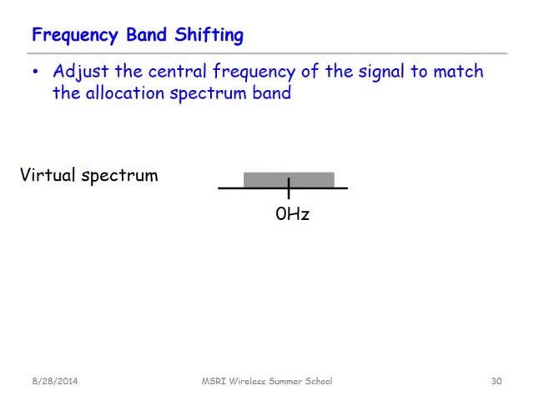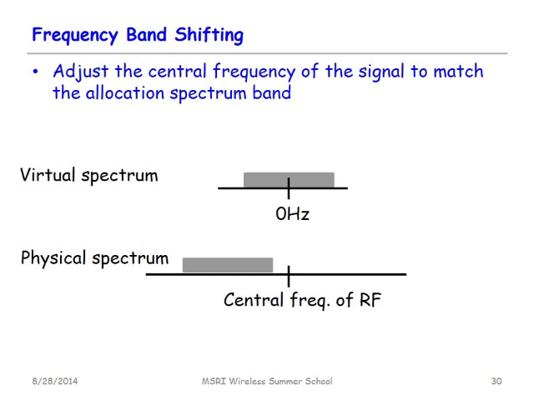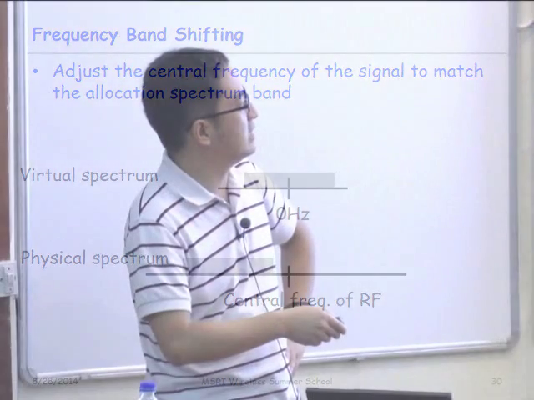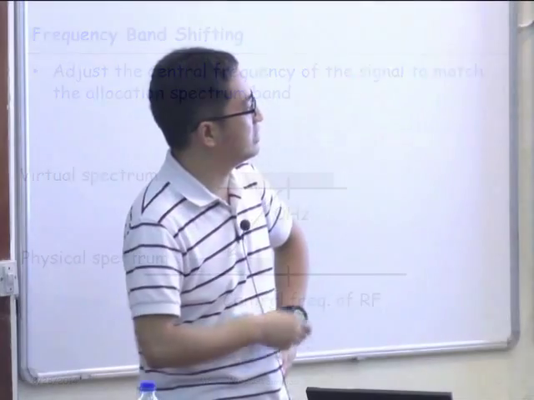Shifting is also simple. In the virtual spectrum, it always starts from 0, the baseband. But in the physical spectrum, it can be centered at any IF band. So I just need to shift that to a different portion of the central frequency.